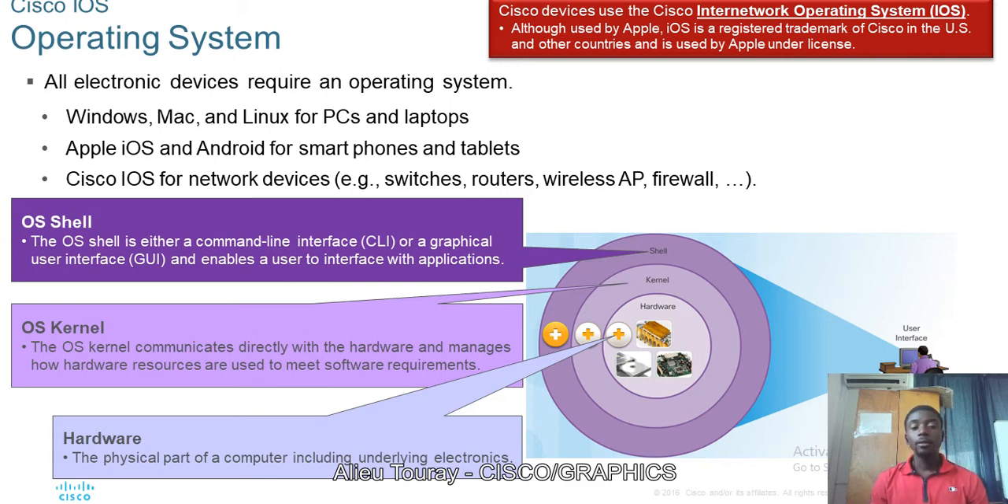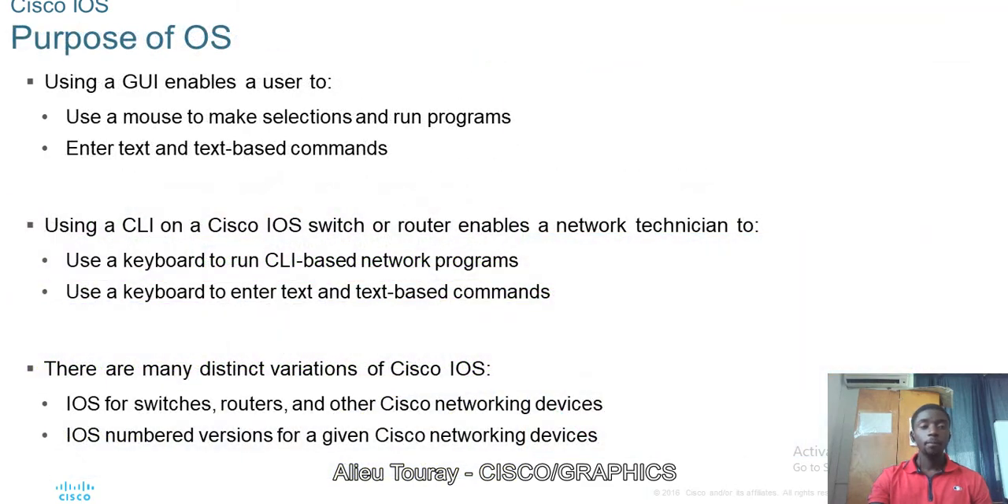The kernel communicates with the hardware and manages how hardware resources are used to meet software requirements. That is the function of the kernel. You may be asked this question in an exam, so you have to be ready. And the hardware is the physical part of the computer, including all the underlying electronics. So that is what this operating system is. Let's move to the next slide.